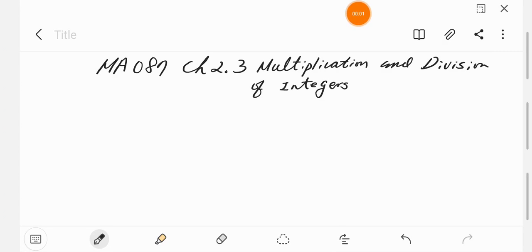Chapter 2.3 Multiplication and Division of Integers. Okay, let's multiply two integers. Integers are positive numbers and negative numbers. And also there is a zero.